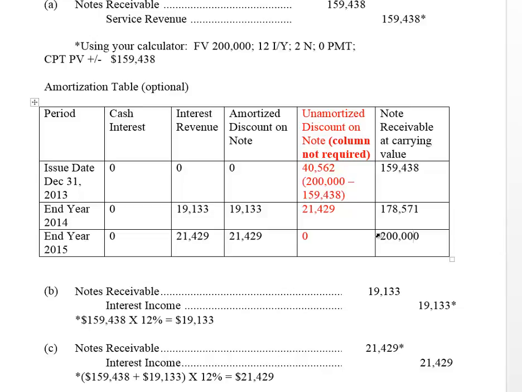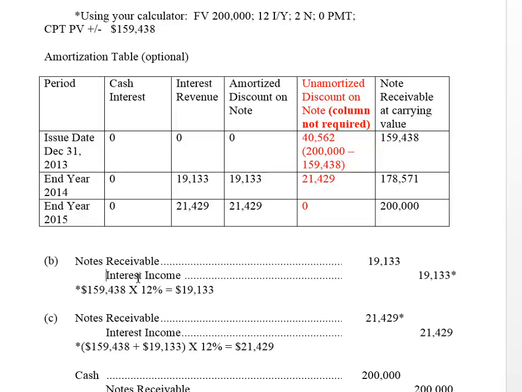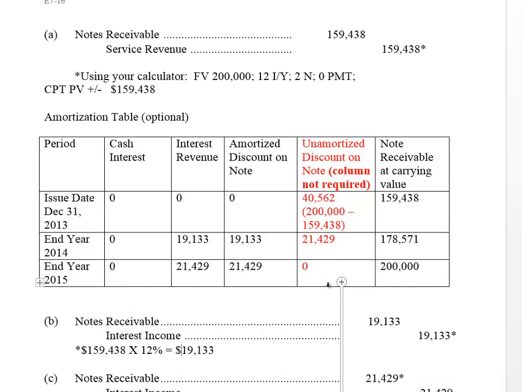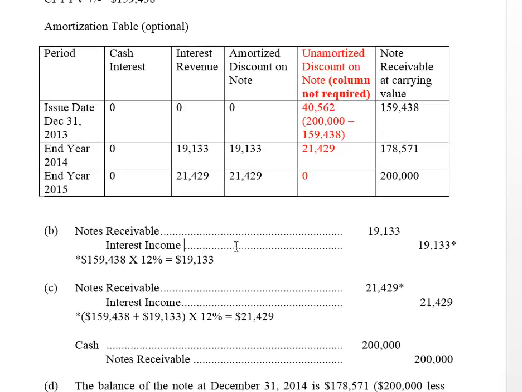So now our journal entry would be to debit the note. Again, it's non-interest bearing, so we debit the note receivable directly, and we're going to credit interest income or interest revenue for $19,133. If you elected not to do a table, you would just do it math-wise. Take your opening carrying value for 2014, multiply it by 12% to get $19,133. So now that gives you your entry.